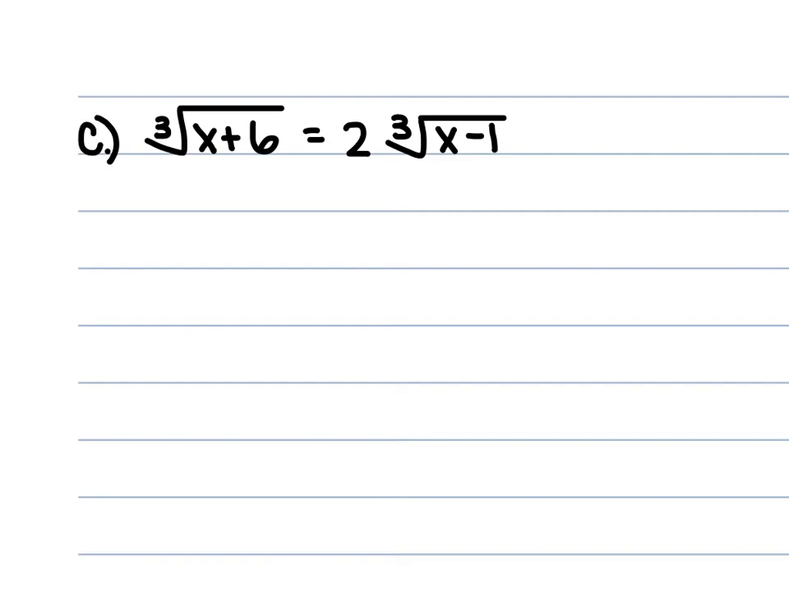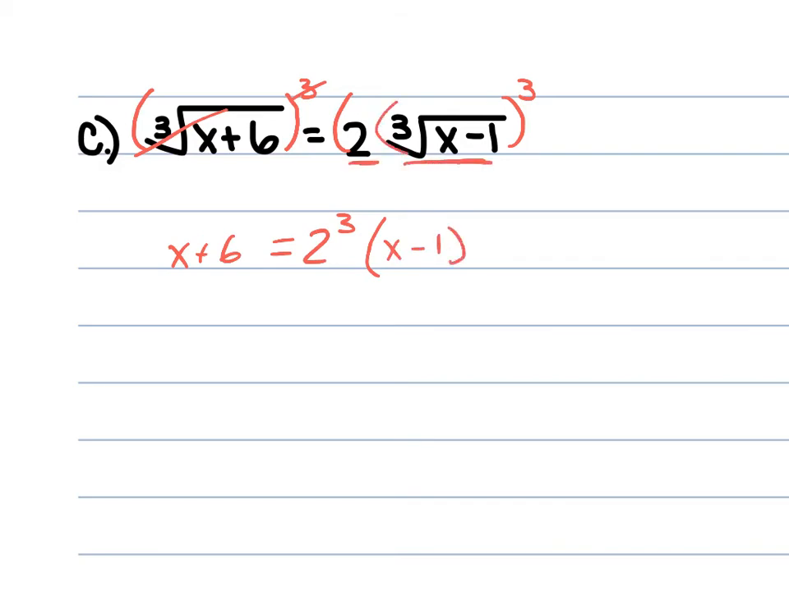She said cube everything because this is not the square root, this is the cube root, so we need to cube everything. Talk to me about the left-hand side. It cancels out the cube root. Good. x plus 6 is equal to 2 to the third. Then just x minus 1. Good. Now, I'm putting the x minus 1 in parentheses, and here's why. Because it was 2 times this. It still needs to stay 2 times that.